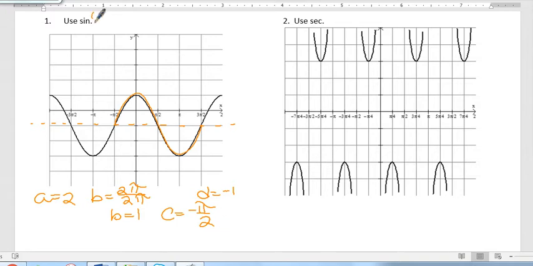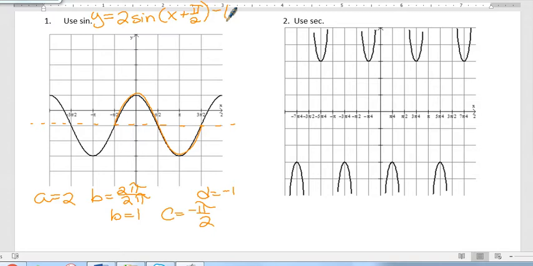A is 2, B is 1, C is negative pi over 2, D is negative 1. We're now ready to write our trig equation. So it's going to be 2 sine, the B value is 1, just x. Remember, it's minus C, so if we minus a negative, we get a plus pi over 2, and then the vertical shift.